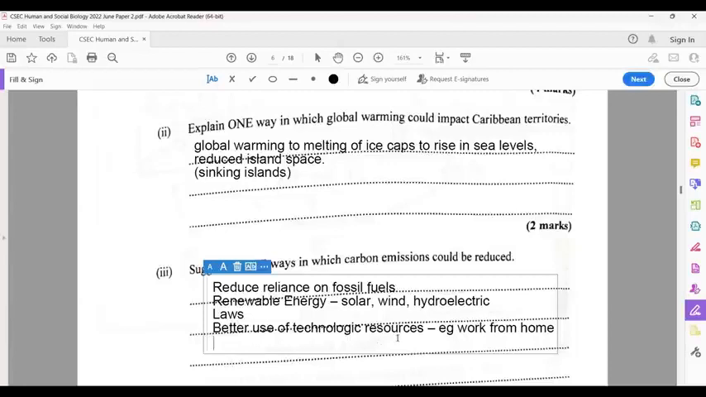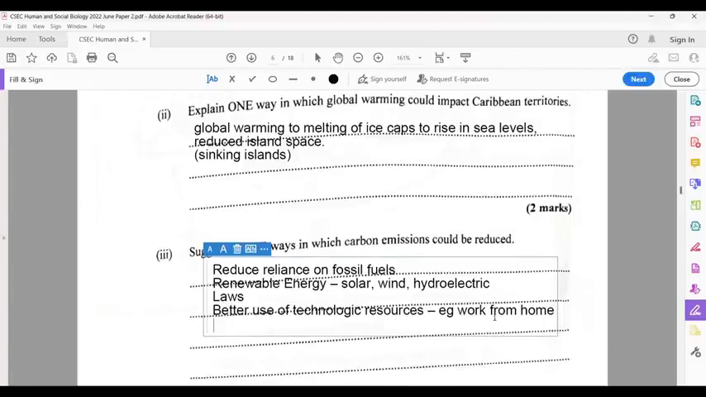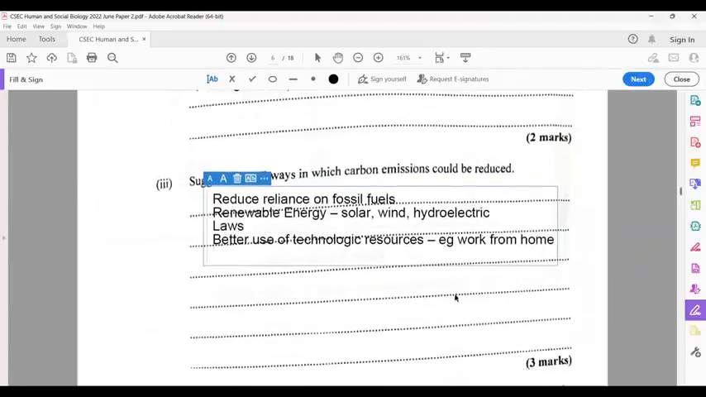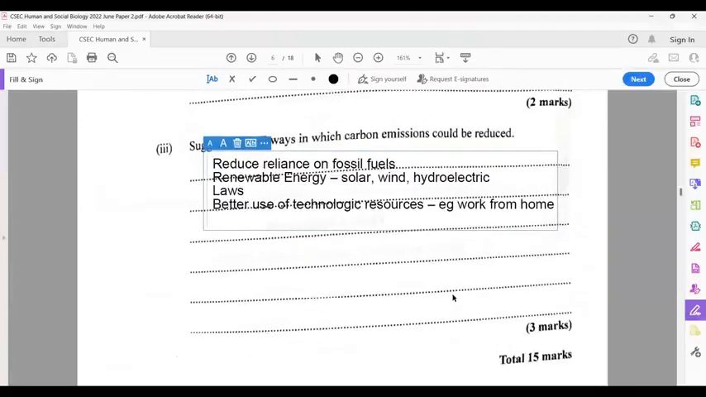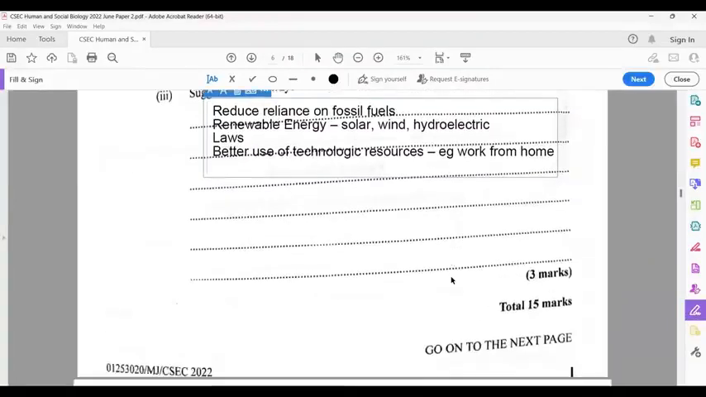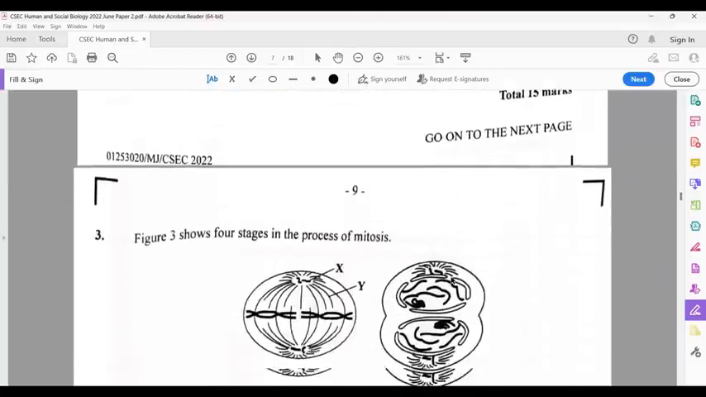Better use of technological resources. Working from home is better use of technological resources. You can do many of the activities at home on your computer that you go to work to do on your computer. All right? So these are the ones we chose. There were many others. You could always let us know if you used others. 15 marks for this question. This was the second question. Let's move on to your third question.